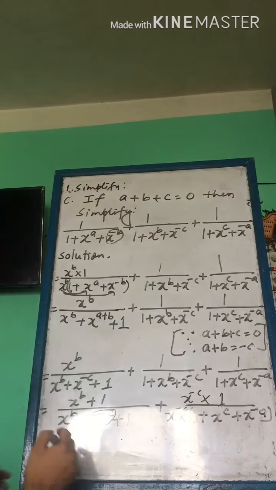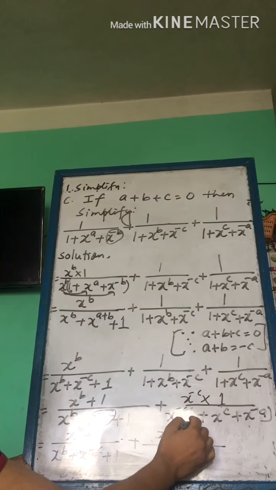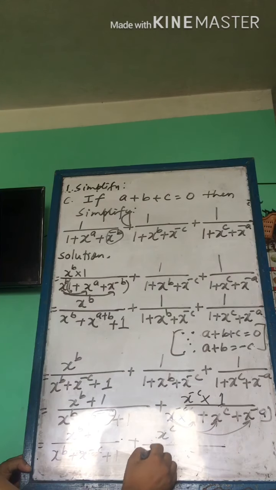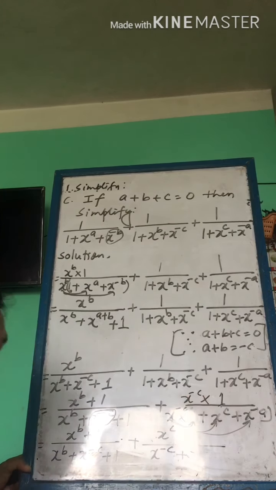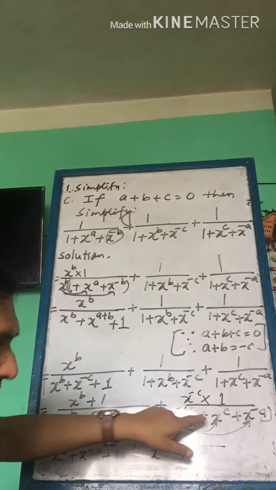Now let us do it. What will be the result? x to the power b plus 1 upon x to the power b plus x to the power minus c plus 1 as it is. Here, let us do it. x to the power c into 1, x to the power c only. Now multiply this with this also, this with this, and this with this. x to the power c into 1, x to the power minus c into 1, x to the power minus c. Plus x to the power minus c into x to the power c. They have the same base; when they are in multiplication form, add their power.